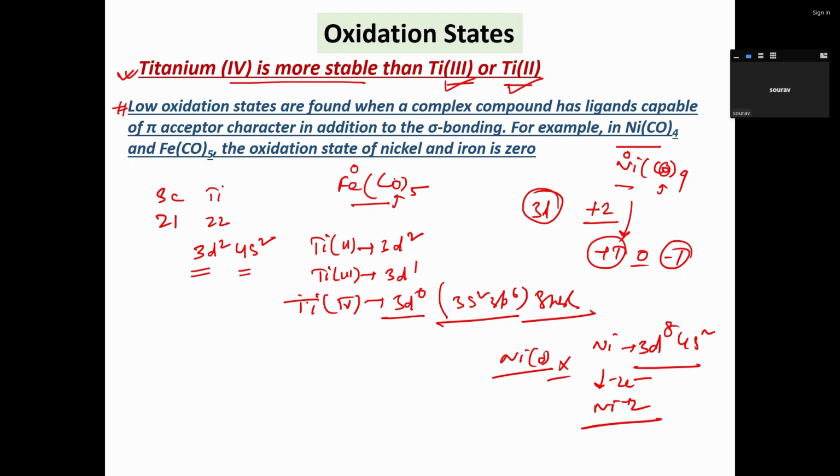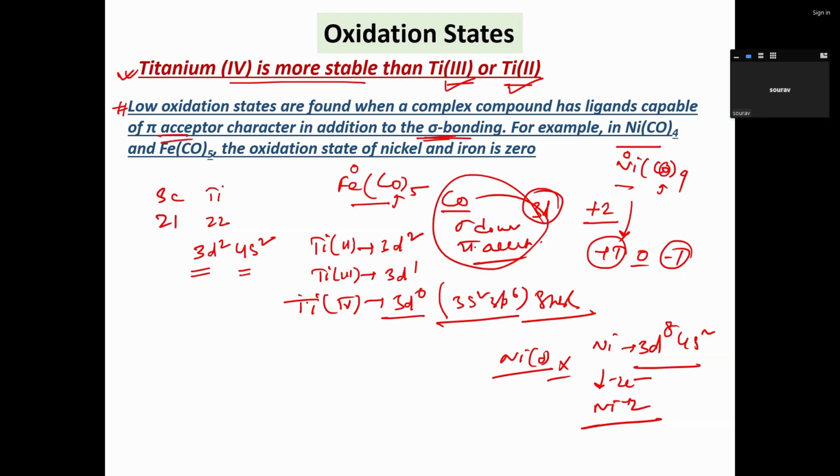This is the CO ligand, because we know that CO has sigma donor and also pi acceptor character. That's why it is stabilized by this ligand, in Ni(CO)4 and in Fe(CO)5. There is sigma bonding, and the pi acceptor character of this ligand is also present.